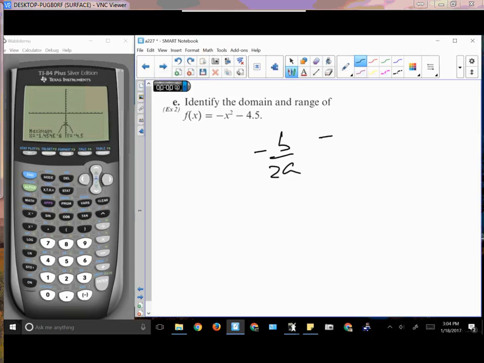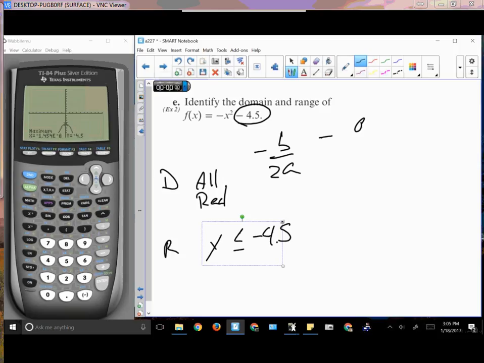I could also use this thing here to plug it in, but my b is going to be 0. So, what do I know about the range? Right here. Again, domain, all real. Range, y is going down, less than or equal to negative 4.5. And that would be that.